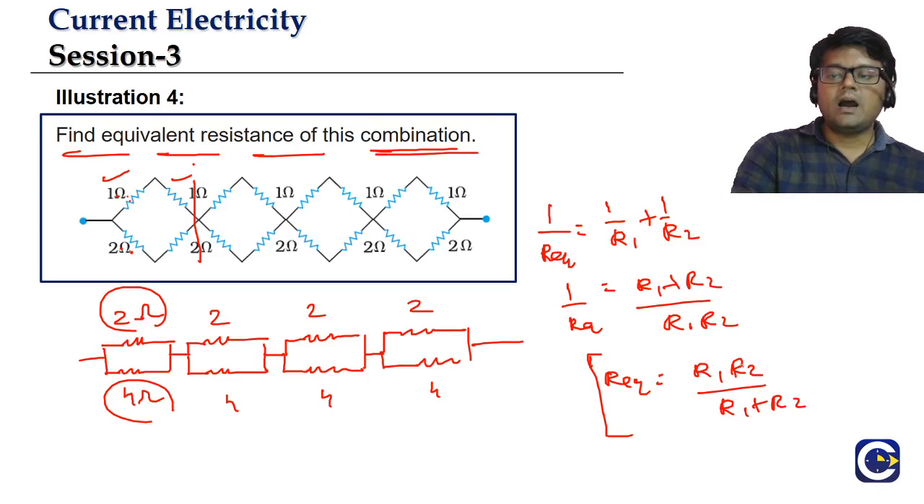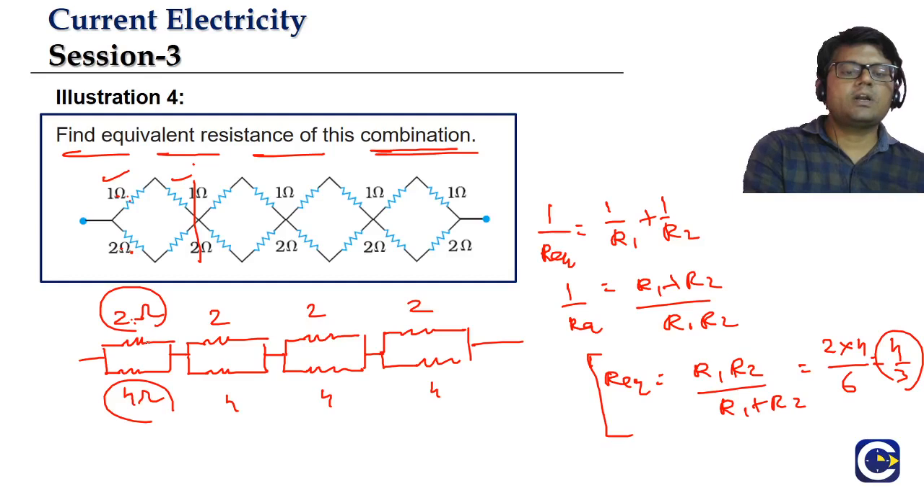So look at it: R1 R2 by R1 plus R2. I am just talking about this 2 and 4. So 2 and 4, they are in parallel, right? So 2 into 4 is 8, divided by 2 plus 4, which is 6. So 8 by 6 means 4 by 3. For this 2 and 4 in parallel, the value is 4 by 3.